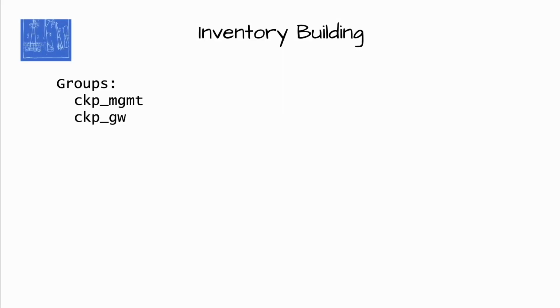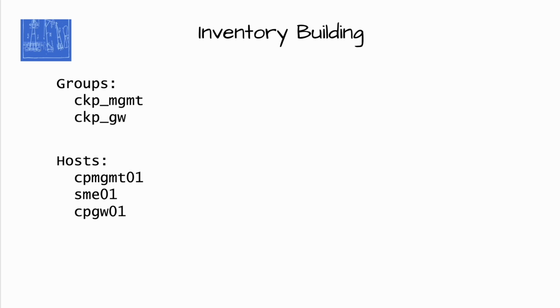Here are the plans for our inventory. First, we will define two groups, a group for the checkpoint management host and a group for the checkpoint gateways. I'm not talking about clusters or VSX here yet. Stay tuned. Second, we will define the host to join those groups. Probably obvious, but these are the individual management server hosts and gateways you have.